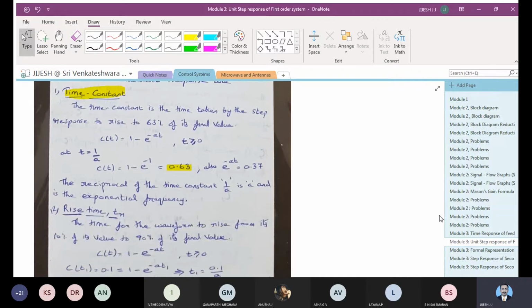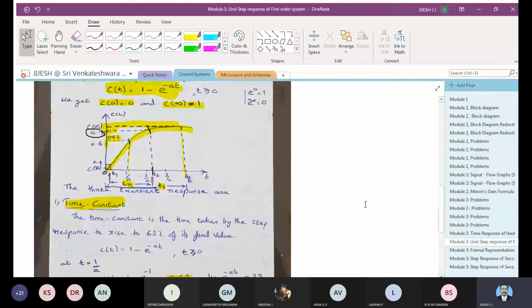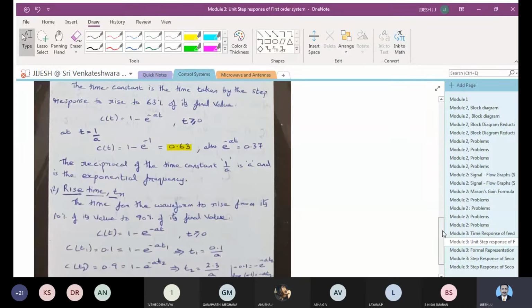As I have told you, rise time is denoted as TR. What TR talks about is that the system has to reach 90% of the maximum value. The maximum value is 1, so you have to reach 0.9. TR is the notation for the rise time: the time for the waveform to rise from 10% of its final value to 90% of its final value. So it has to reach 90% of the final value from 10% of the value. Then we call it TR.